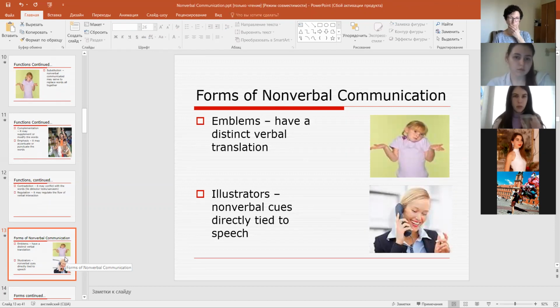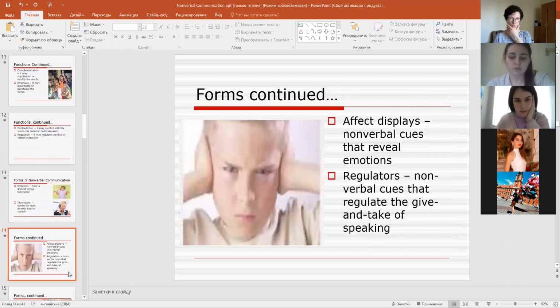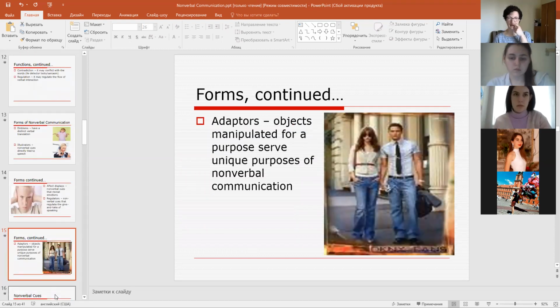So there are some forms of nonverbal communication. We may refer here to emblems that have a decent verbal translation, and illustrators, nonverbal cues directly tied to speech. It's clear, yeah? Sometimes it's an emblem, you just say it and that's it. Or you illustrate your words. Or it's affect displays, nonverbal cues that reveal emotions, and regulators, nonverbal cues that regulate the give and take of speaking. Clear, yeah. So it's how it regulates or how it affects. And finally, adapters, objects manipulated for a purpose that serve unique purposes of nonverbal communication. Yeah, so very often it helps us to adapt, to see how the person adapts to a certain situation.